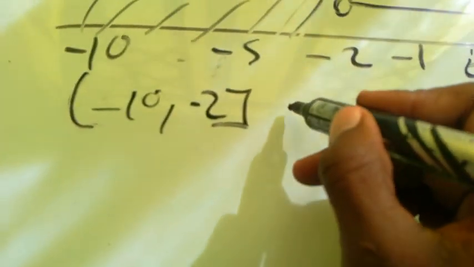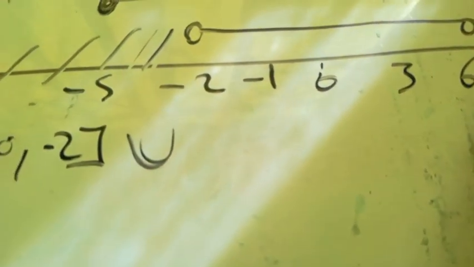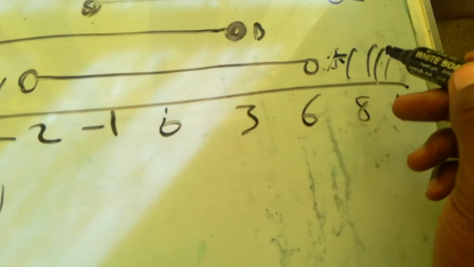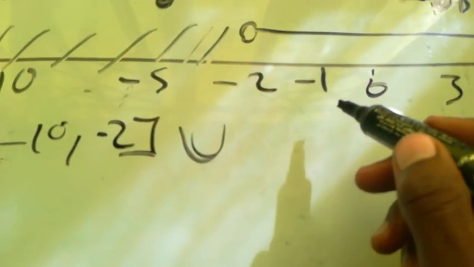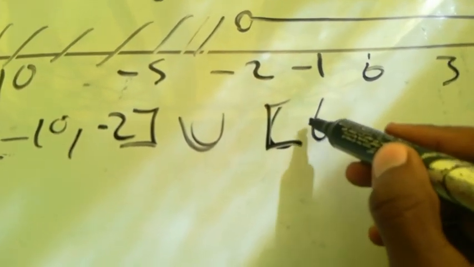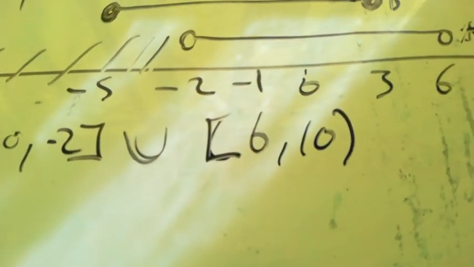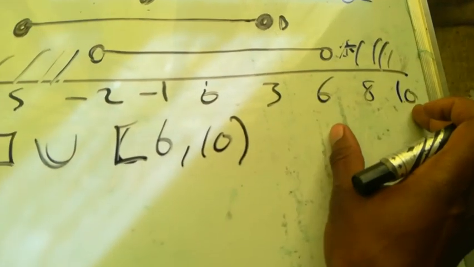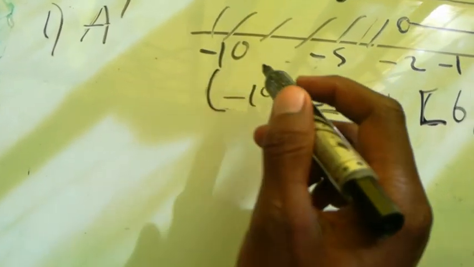So say union, since there are two, so this one will start from +6. Sorry, -6 isn't part of A, meaning it's part of A complement. Sorry, +6. So we're going to have 6 up to +10, which we're going to have an open bracket because it's also not part of the universal set. So here you would have shown or found your A complement.